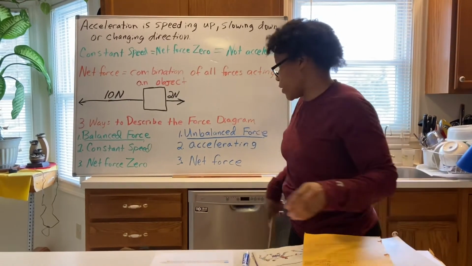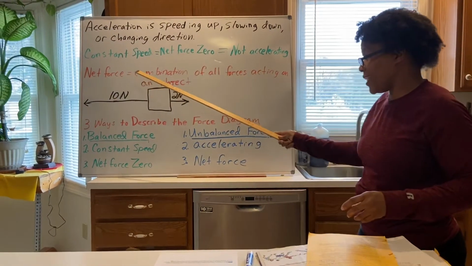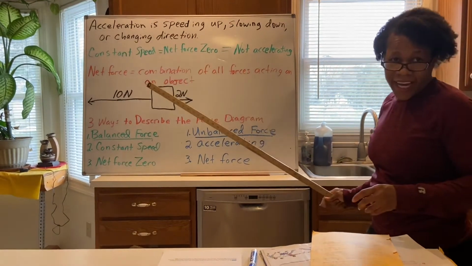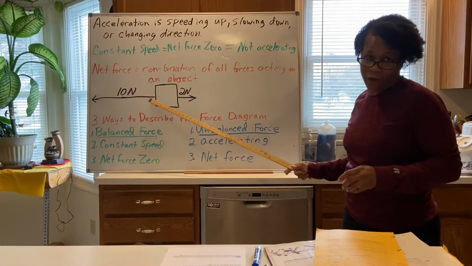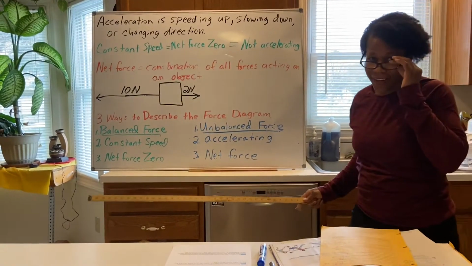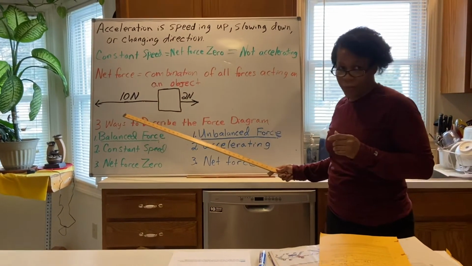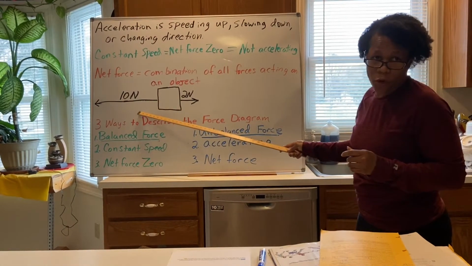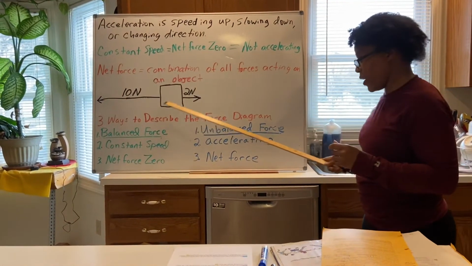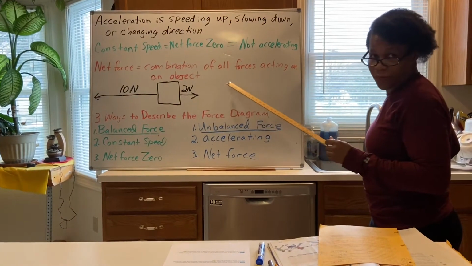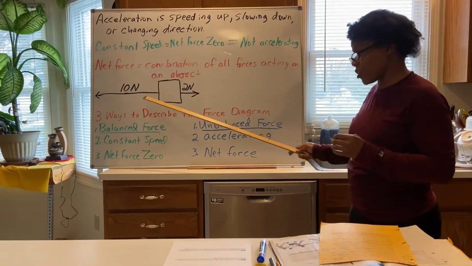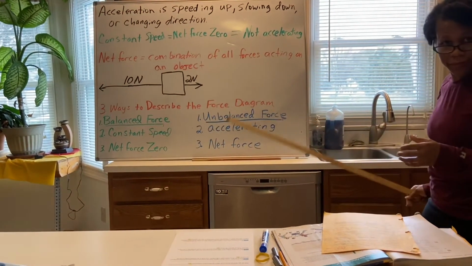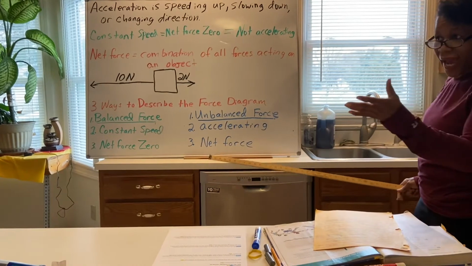So if you look here, net force is a combination of all forces acting on an object. And here, class, I have a net force diagram. Now we're getting to it. A net force diagram. You can see here that we have 10 newtons of force going this way, and we have 2 newtons of force going this way. Now, who can tell me, is this going to be balanced or unbalanced? James, what do you think? Balanced or unbalanced? Unbalanced. It's unbalanced. Okay, good.